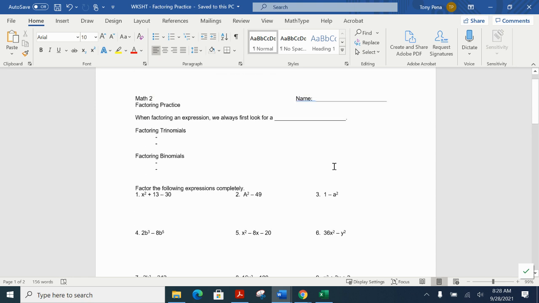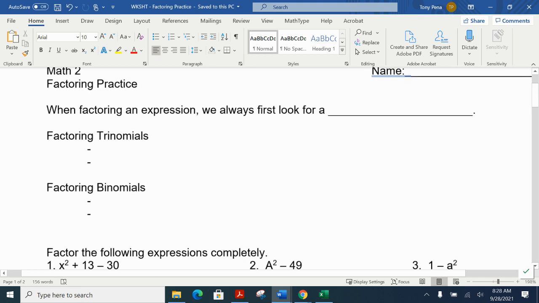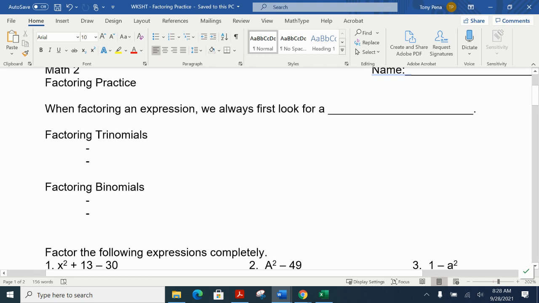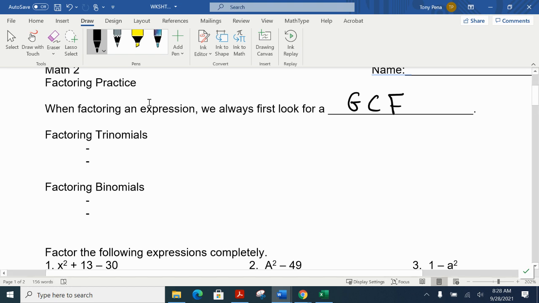So to guide us with that, basically this whole assignment, here's your thought process at the top of the page. First thing says, when factoring an expression, the first thing you are always going to look for is a greatest common factor, what we just did. So every single problem, I got like 30 problems here, the first thing you are looking for is, does this thing have a greatest common factor? All right.